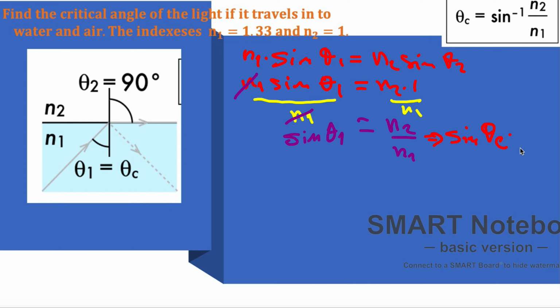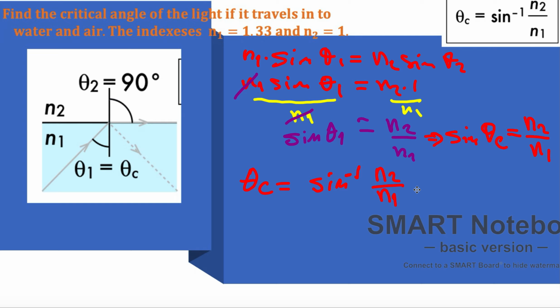N2 divided by N1. And now if we multiply both sides by the inverse sine, or if we take the arcsine of the critical angle theta c, we come to this position here. So theta c is the inverse sine of N2 divided by N1, which is the formula we have here. Or we can write it with this other notation: instead of the inverse function sine, we can write it as arcsine.